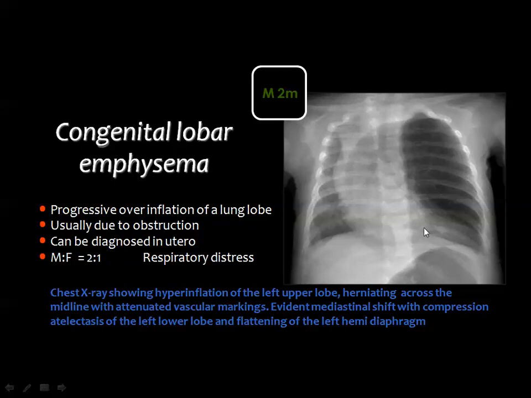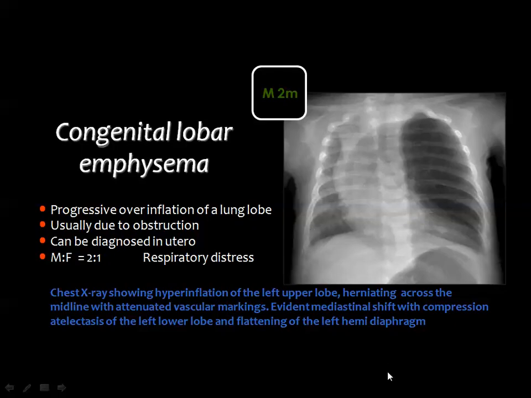air trapping and consequent enlargement of the affected lobe, and this lobe will compress the remaining part of the lung on the same side and may cross the mediastinum to compress the opposite lung.